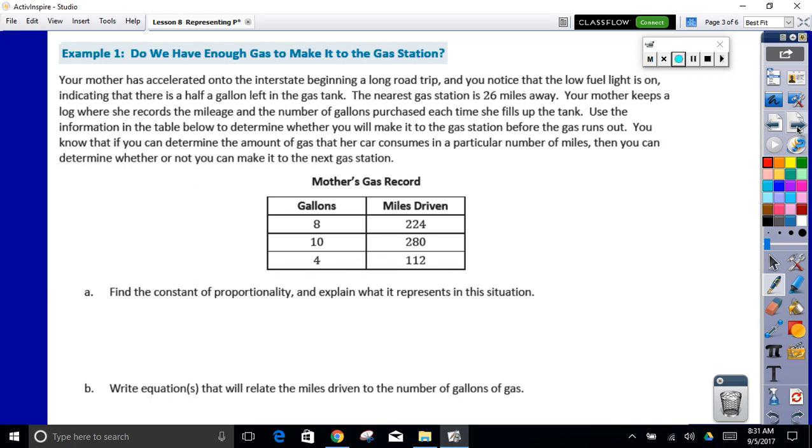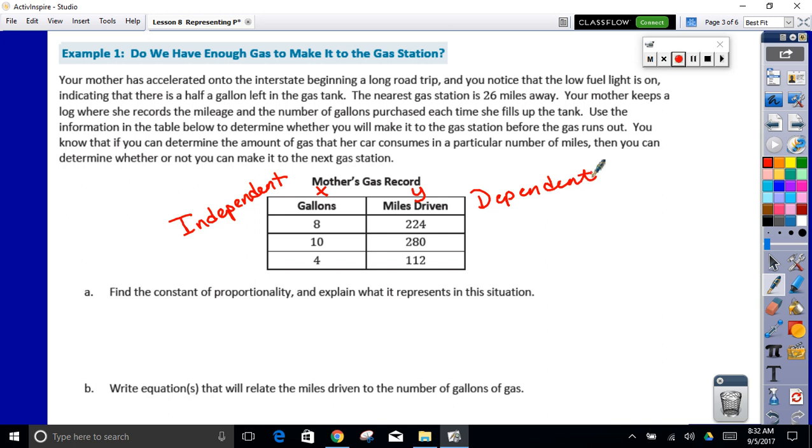We talked a little bit about independent and dependent variables. Carly, which one would be the independent variable up there? The gallons. The gallons would be. So the gallons, what letter do we usually use to represent that independent variable? X. So gallons is going to be our X. That's our independent variable. Because the number of miles driven depends on how many gallons are in the tank. So if there's not enough gas in the tank, we can't go. The miles driven depend on the gallons. So we're going to label that as Y. That's our dependent variable.